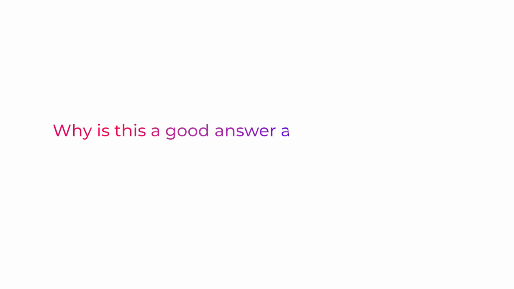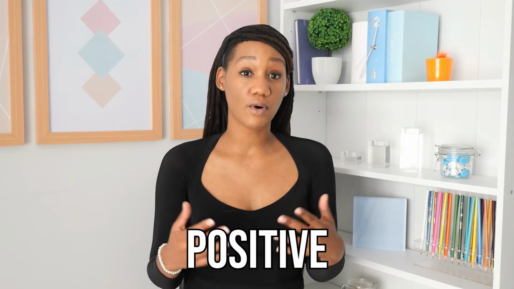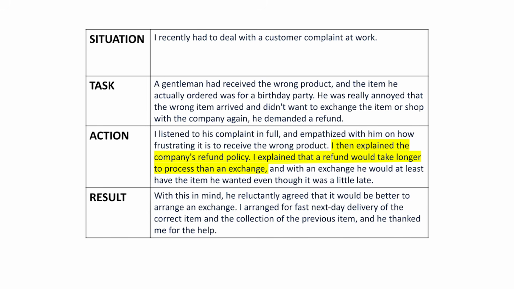So why is this a good answer and how can I use it? The strength in this answer is showing how you dealt with the complaint, preferably in a way that has a positive outcome or a benefit to the company or customer. In this example answer, you've done both of those things. First, it's making the customer aware of the refund process time and that it would be more beneficial for him to receive the product he originally ordered.